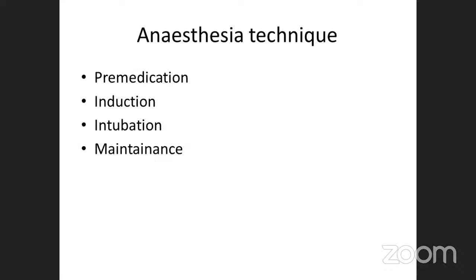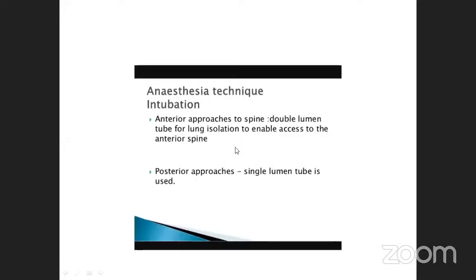Anesthesia technique. A combination of general anesthesia and epidural anesthesia is preferred. Intubation is performed with reinforced tubes. Anterior approaches to spine: in anterior approaches, double lumen tubes are used for lung isolation to enable access to the anterior spine. In posterior approaches, a single lumen tube can be used.